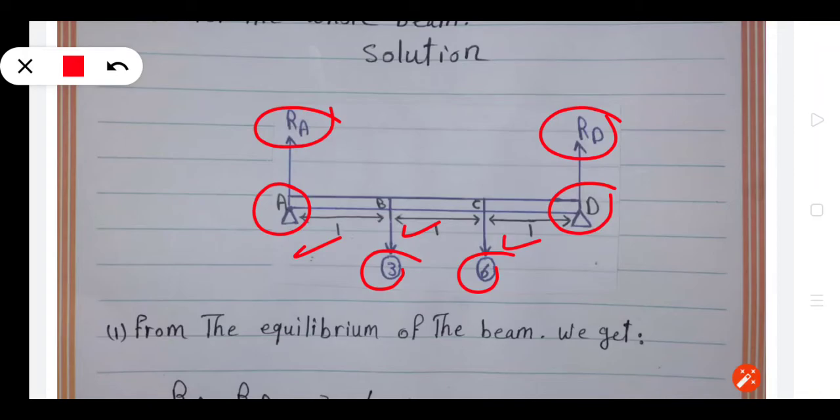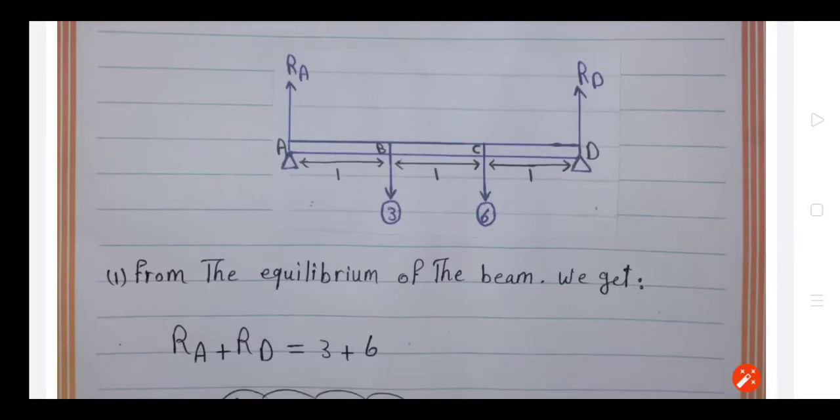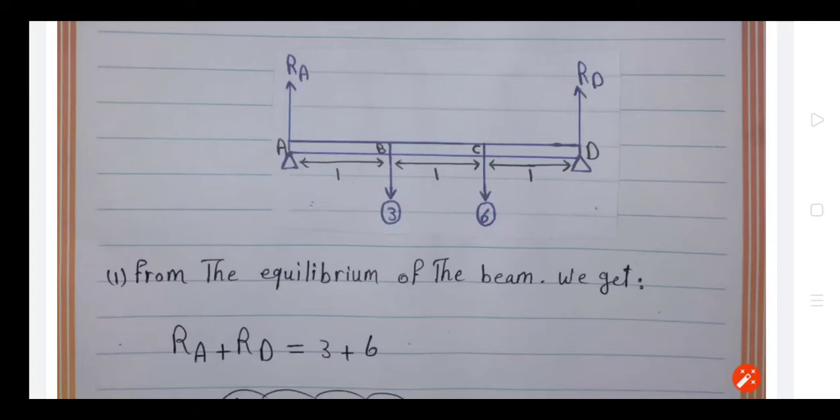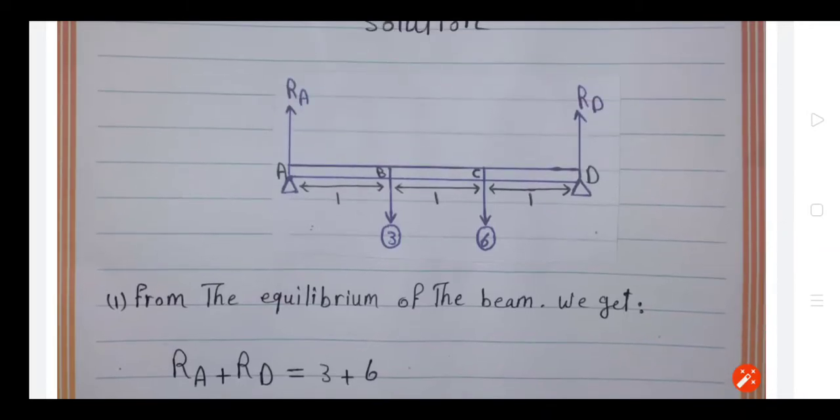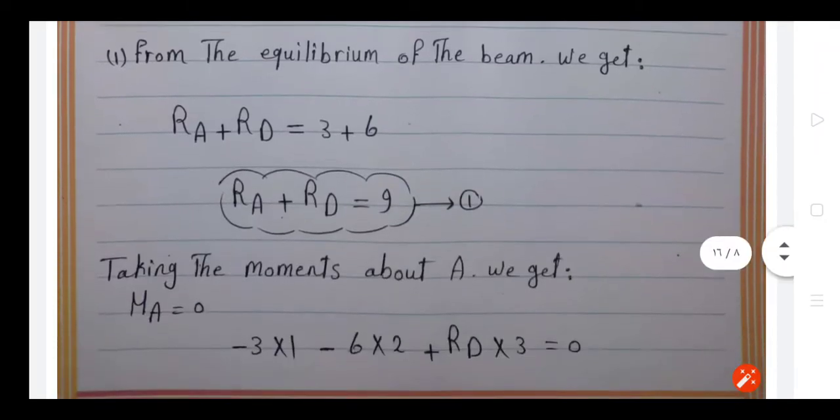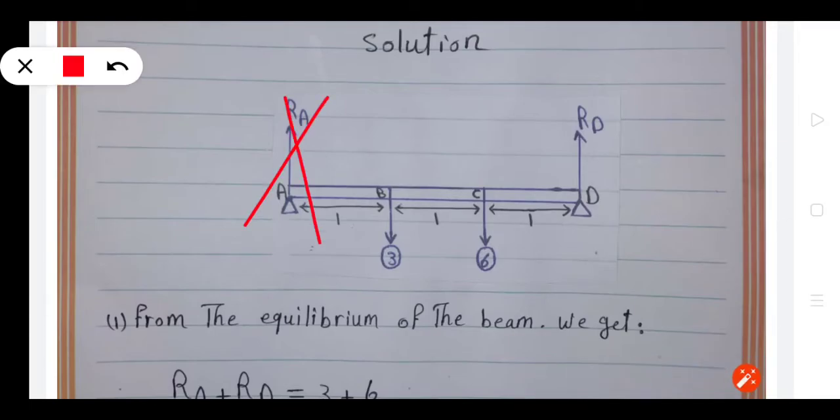We finished the graph. To solve this problem, first we study the equilibrium for the whole beam. Then RA plus RD equals 9. That's first. Now, to find RA and RD, we should take the moment about A or about D. We will take a moment about A. Then we can cancel RA.